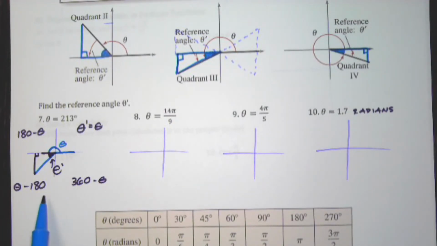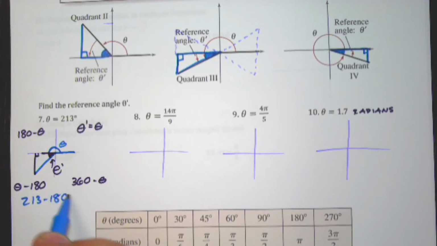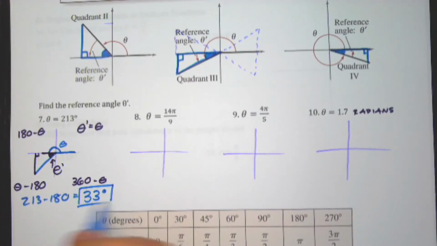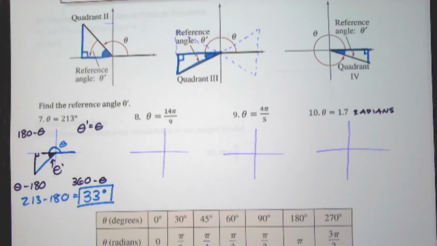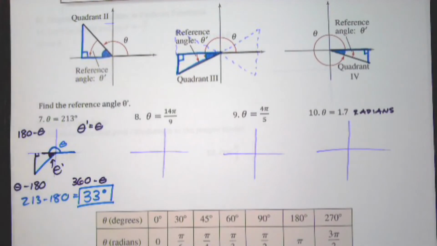So for number 7, 213 degrees lands us in quadrant 3, which means we need to do 213 minus 180. And if we do that, we get 33 degrees for our reference angle. So if I were to do sine, cosine, and tangent of 33 degrees and keep my signs in place, negative cosine, negative sine, then finding sine, cosine, and tangent of that 33 will be no different than finding it of that original 213.